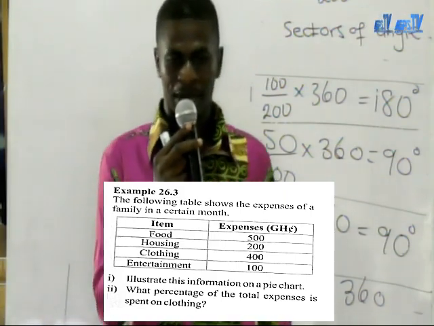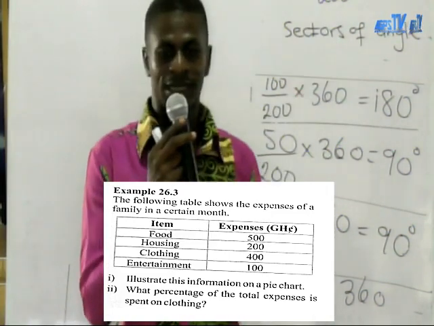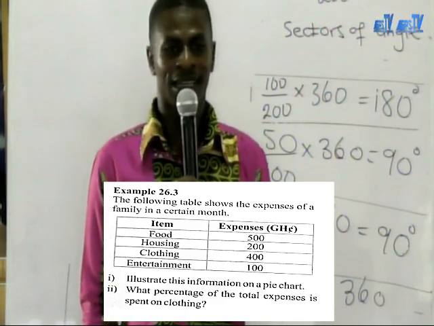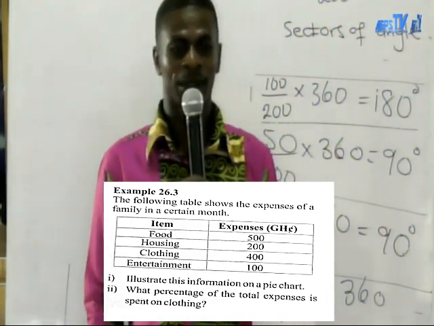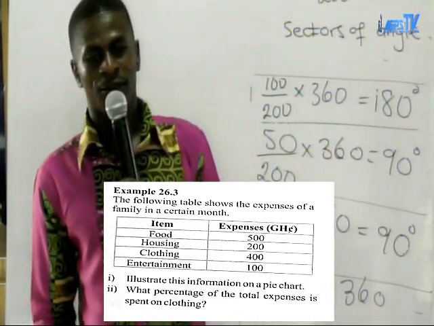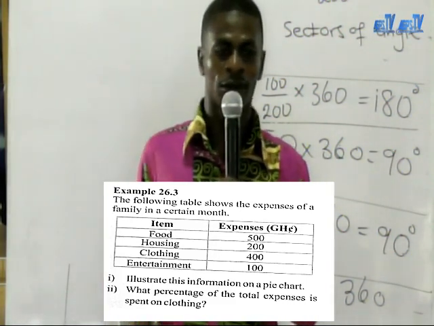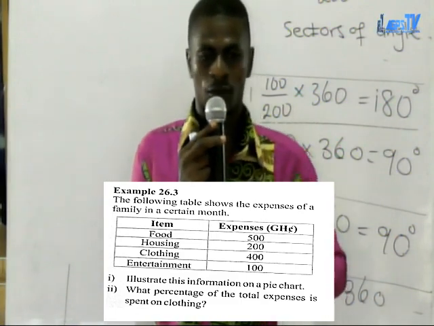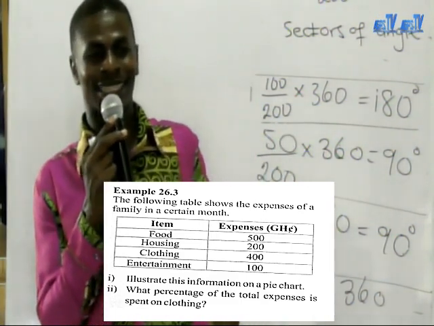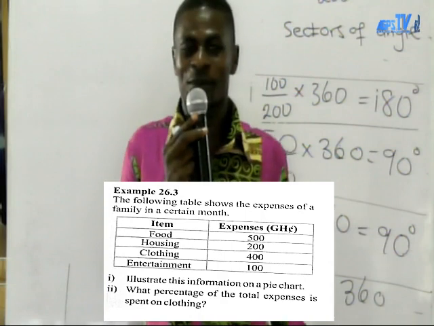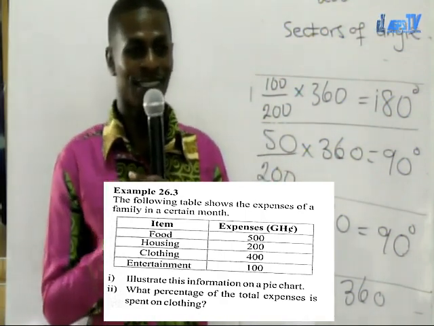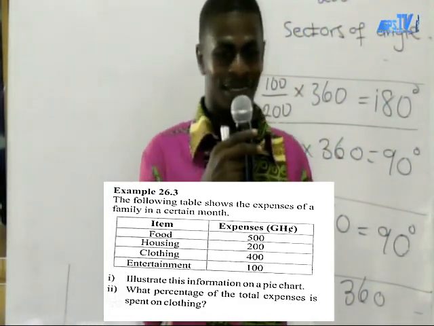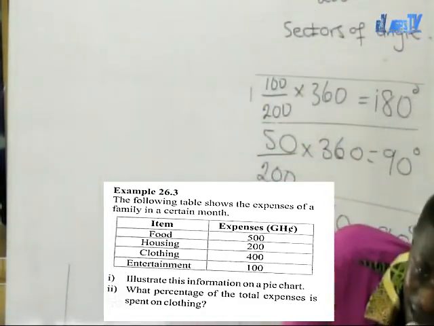Because these figures are big, I presume it is for Mr. Felix Atta, because he's a man with the cash. And so when you are spending 500 cedis on food, 200 on housing, 400 on clothing, and 100 cedis on entertainment, then surely it cannot be me, because I don't have that kind of money. And so let us leave it as it is.